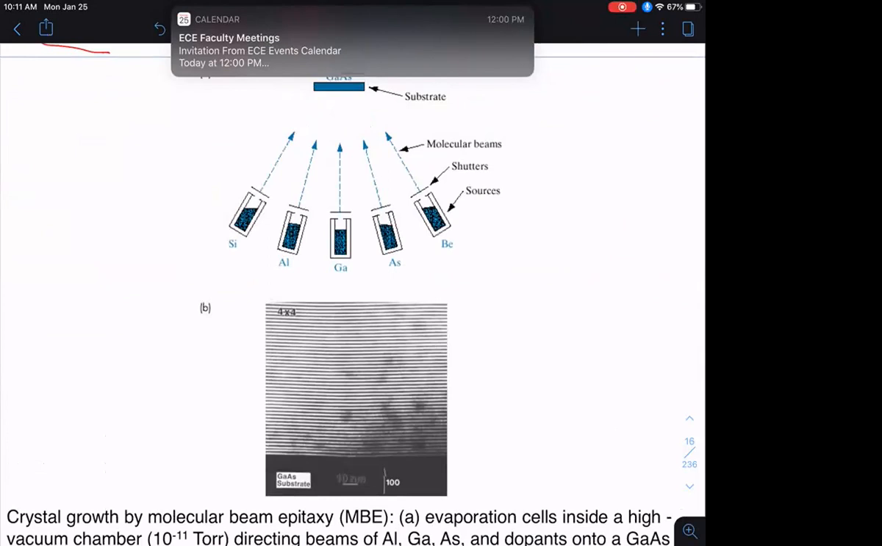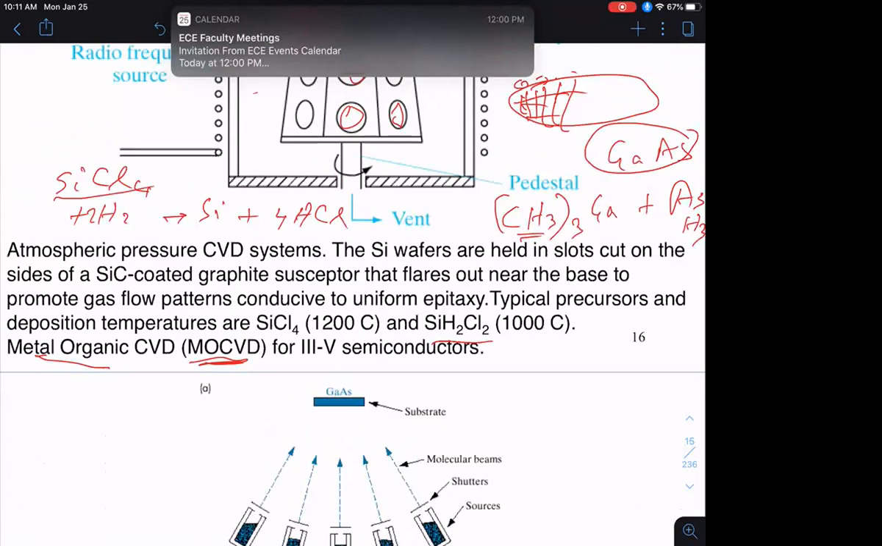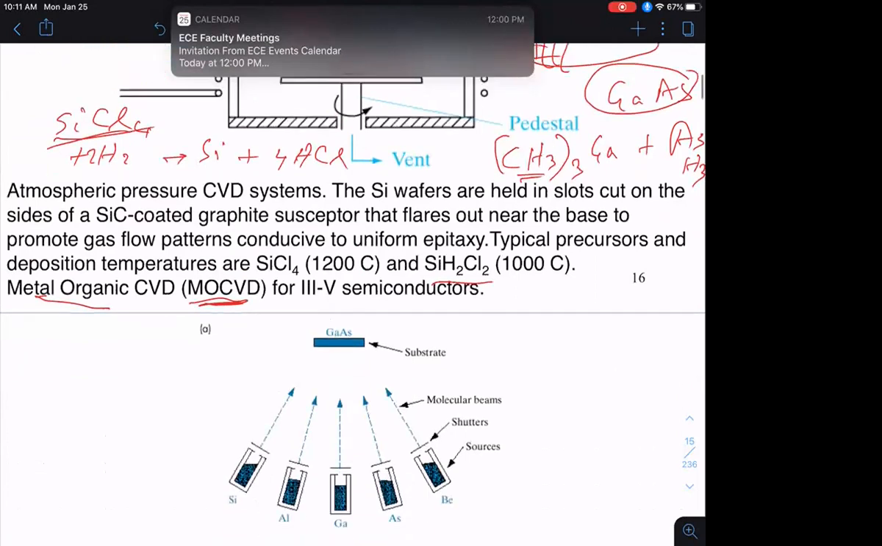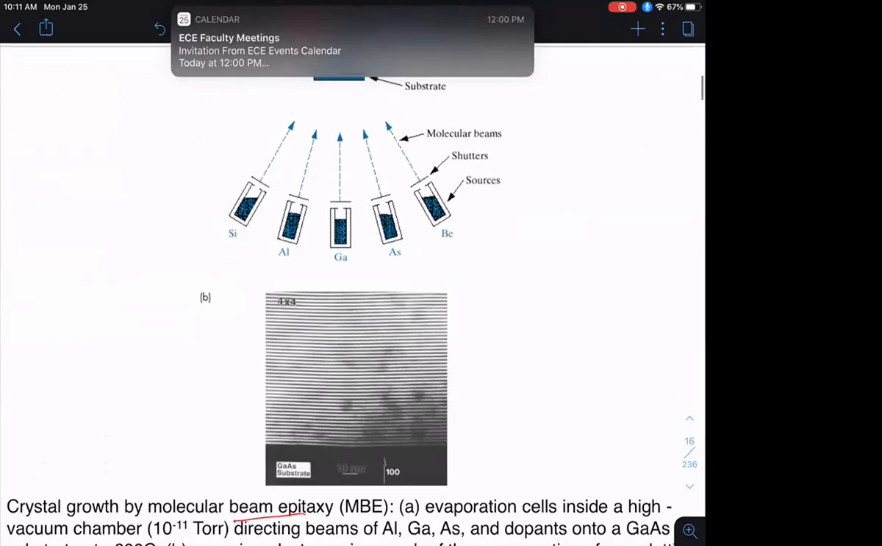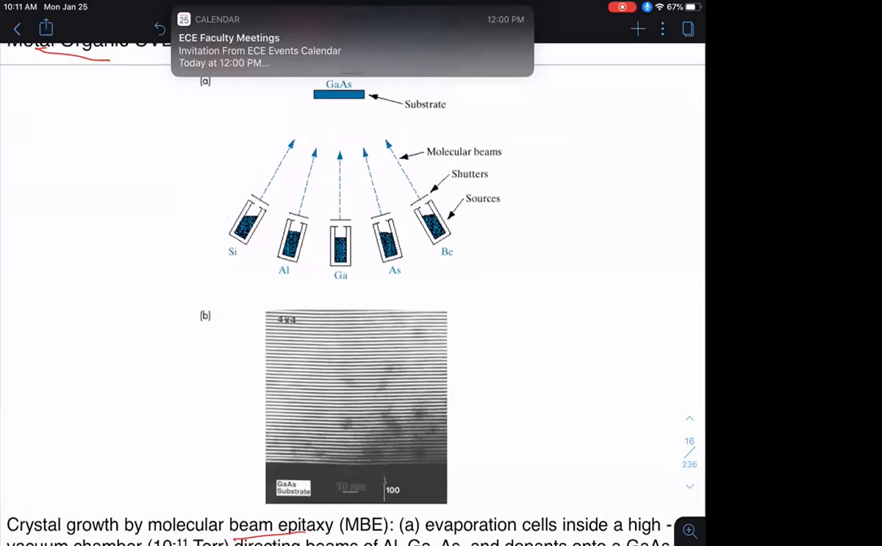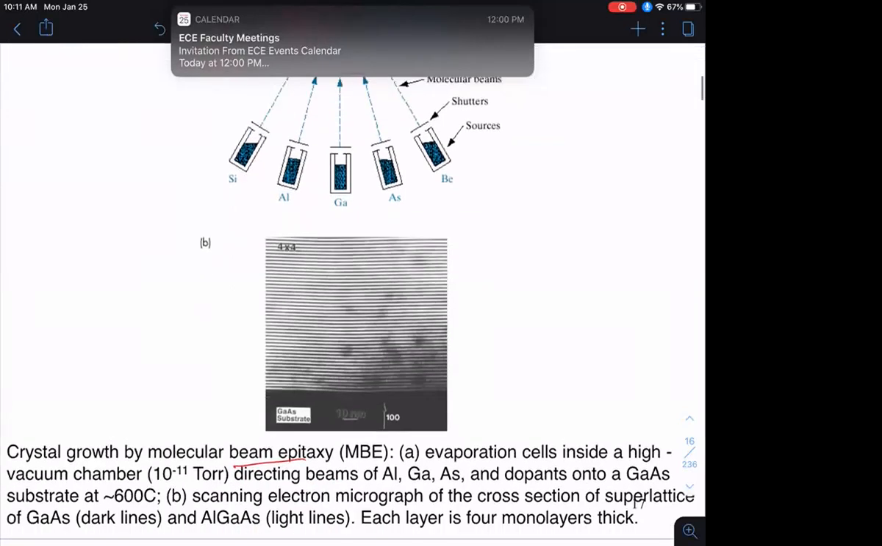Another way of getting epitaxy is by a technique called molecular beam epitaxy. Here, you don't have any chemical reactions involved as in CVD, chemical vapor deposition, but instead you simply evaporate the materials that I want to grow in a very clean environment, in a so-called ultra high vacuum environment where the pressure in the chamber is super low, 10 to the power minus 11 torr.